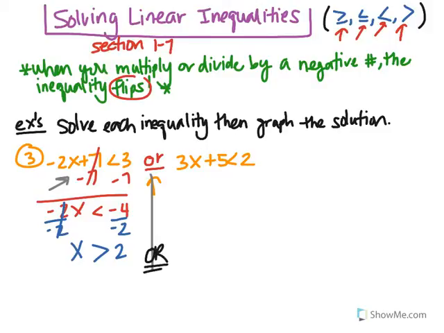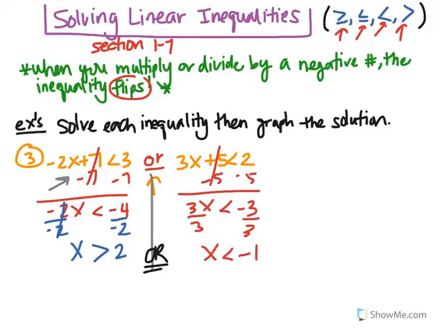or I have to now solve this one. So I'm going to go ahead and subtract 5 from both sides. And when I do that, I get 3x, this cancels, is less than negative 3. And I'm dividing by a positive 3, so I don't have to worry about switching the signs. I get x is greater than, just kidding, less than, because the sign doesn't actually switch, negative 1. So my solutions would be all x values that are greater than 2 or less than negative 1.